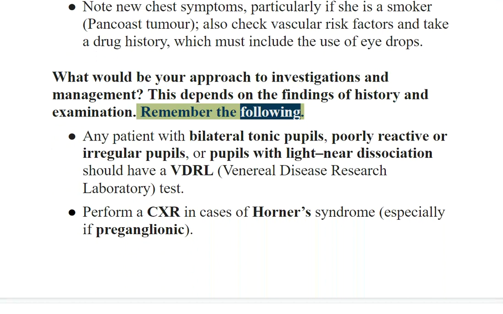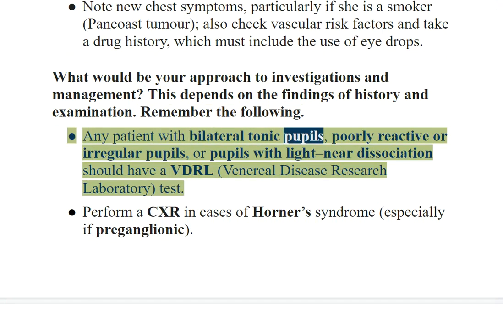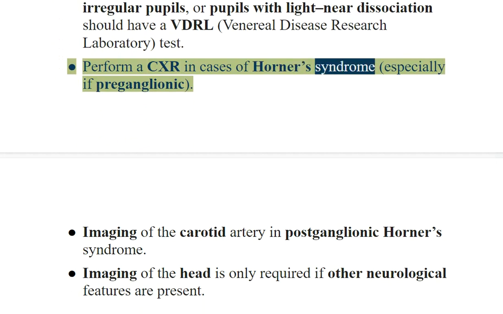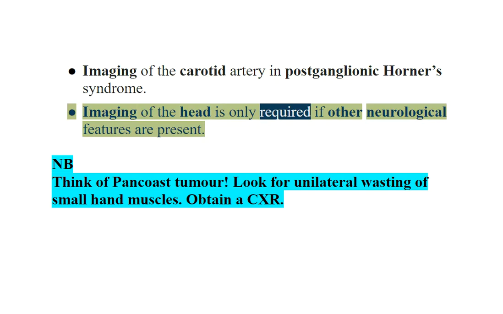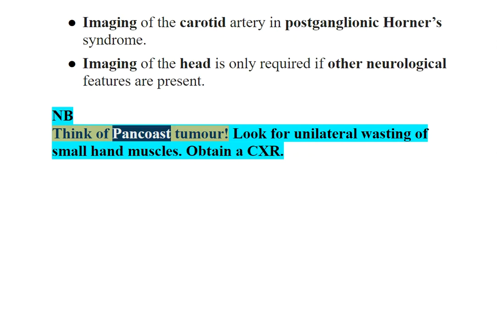Remember the following. Any patient with bilateral tonic pupils, poorly reactive or irregular pupils, or pupils with light near dissociation should have a VDRL, venereal disease research laboratory, test. Perform a CXR in cases of Horner's syndrome, especially if preganglionic. Imaging of the carotid artery in postganglionic Horner's syndrome. Imaging of the head is only required if other neurological features are present. NB. Think of Pancoast tumor. Look for unilateral wasting of small hand muscles. Obtain a CXR.